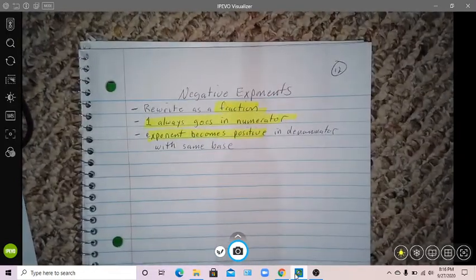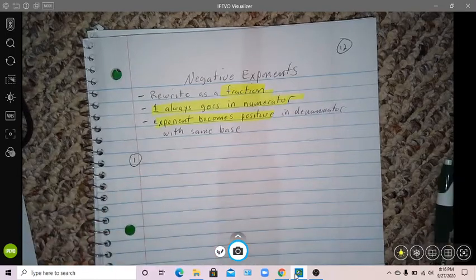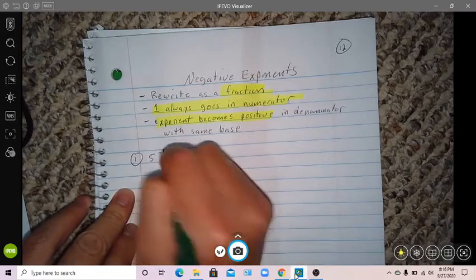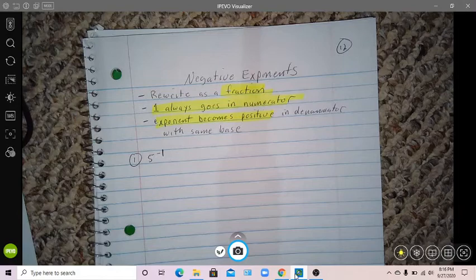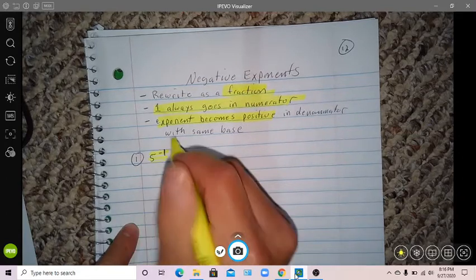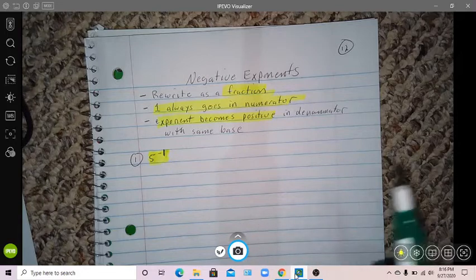Alright, let's take a look at some examples. Okay, so the first one is 5 to the negative 1 power. That's going to be the problem Excel will give you. We'll do like 10 examples of these. We'll do 7 examples like this and then 3 with fractions, if they give you fractions at the beginning.